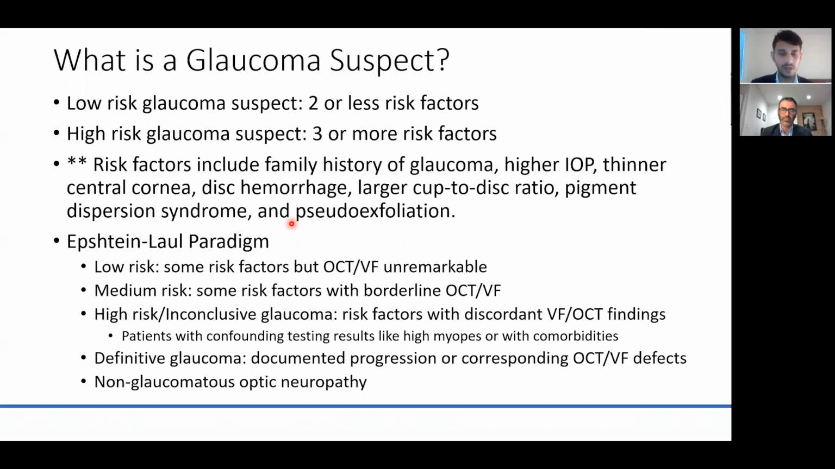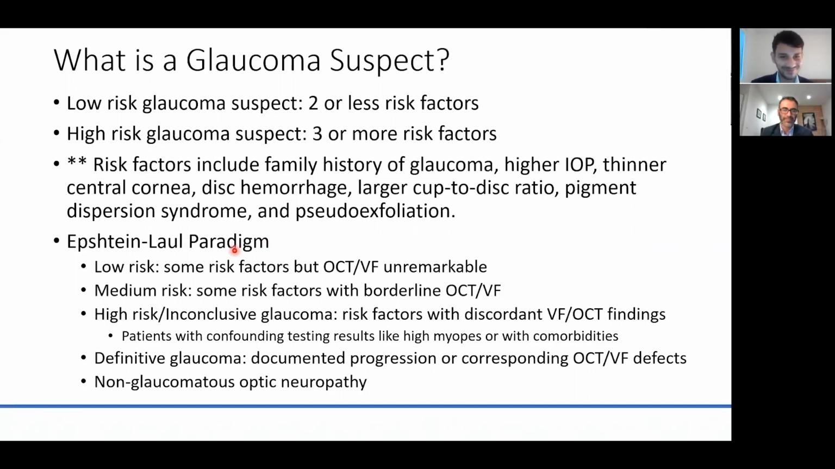But, speaking with Anu, even though we're not in the same clinic, we don't see patients together, we're not even in the same building seeing patients, we've talked for hours and hours about glaucoma and glaucoma suspects. And we actually have a lot in common in how we think about these patients, and our philosophy is very similar. So we'll be going over something called the Epshtein-Laul paradigm, which is nothing official. We haven't published it. It's not peer-reviewed yet, at least. Maybe in a few months it will be.